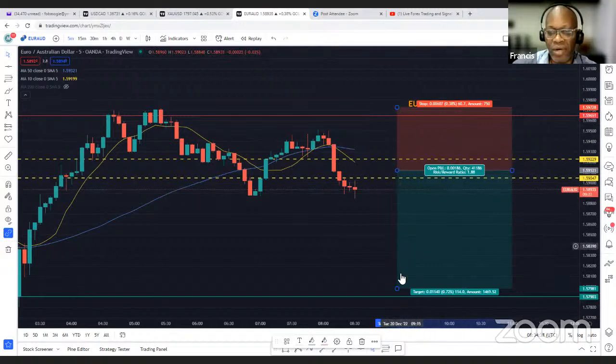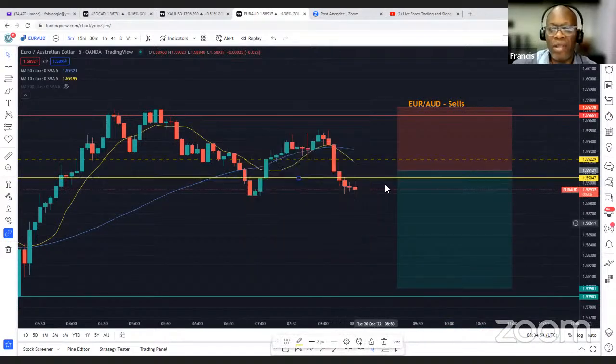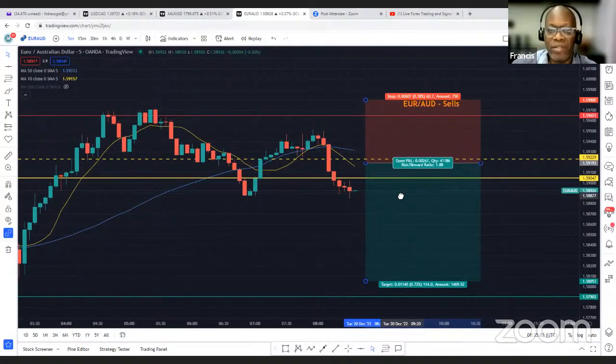Where you see the green means the direction of the trade, as I anticipate from my analysis. And the yellow broken line is usually where I want to enter the trade. So let's just do that here. Let's put that there.